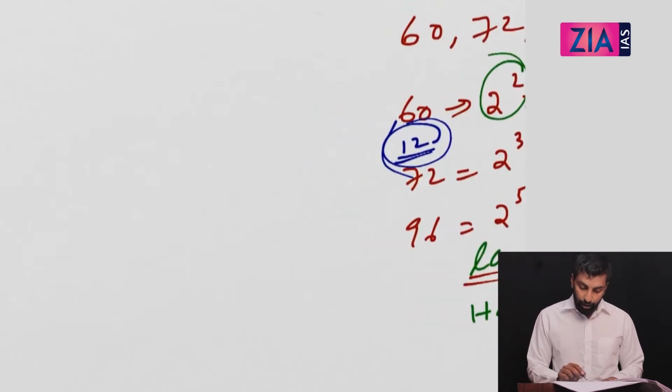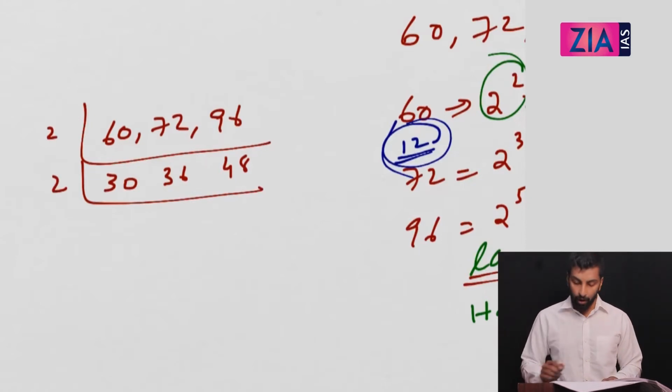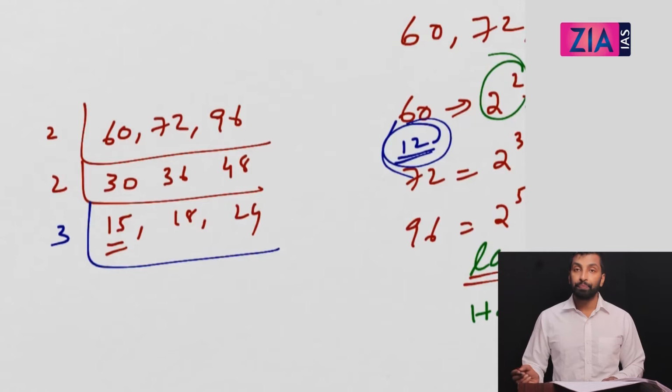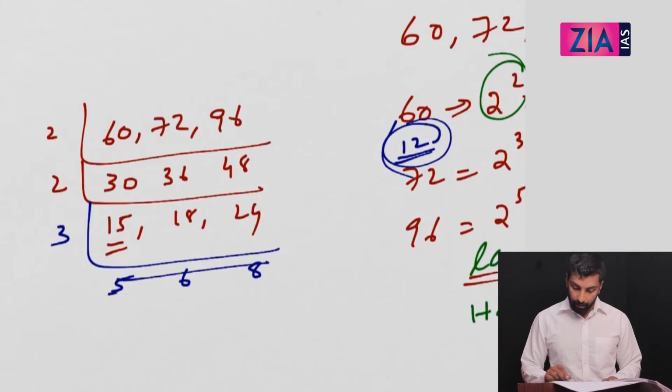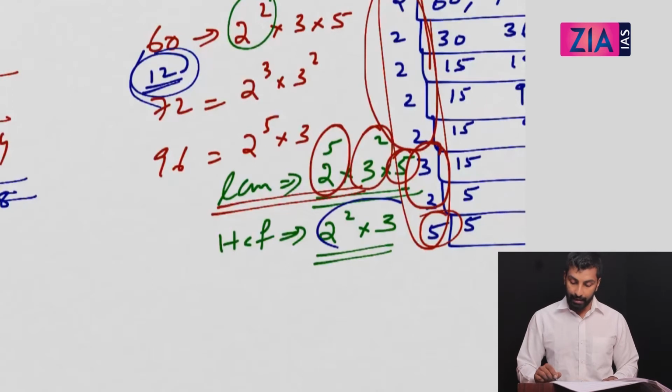If it was HCF, what will you do? You will only find the common terms, right? So 60, 72, 96. You will divide with 2. You get 30, 36, 48. Further divide with 2 because 2 is common in all. You get 15, 18, 24. Now you cannot divide with 2 because 2 is not there in 15. You need to see a prime factor which is there in all 3 terms, right? So what is there? Now 3. So this becomes 5, this becomes 6 and this becomes 8. Now there is nothing common, so you'll stop here, and this is your HCF, 2 into 2 into 3.